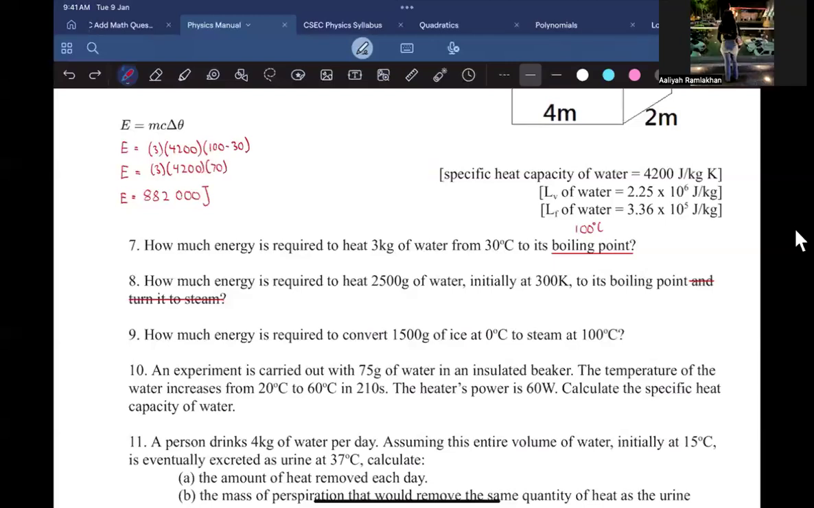Yeah, I'm looking at my brain because I'm trying to figure out what to do. Hold on, write down the formula. Justin and Aliyah, I want you to write down the formula. E is equal to mc delta theta.